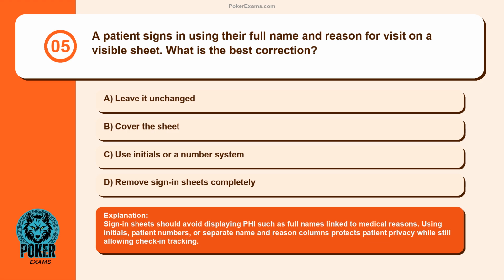Sign-in sheets should avoid displaying PHI such as full names linked to medical reasons. Using initials, patient numbers, or separate name and reason columns protects patient privacy while still allowing check-in tracking.